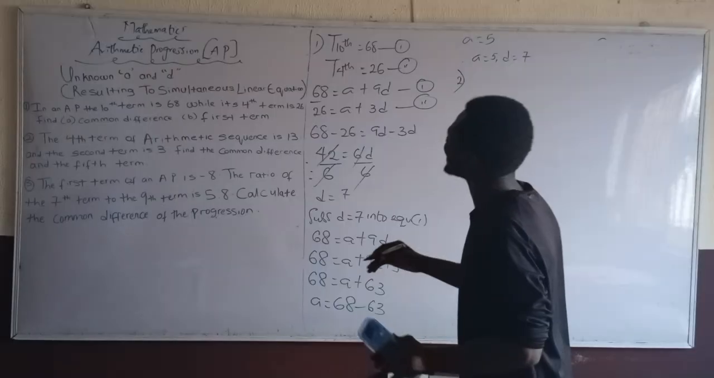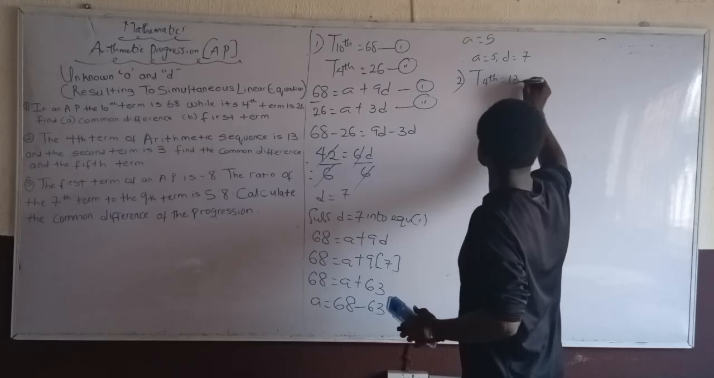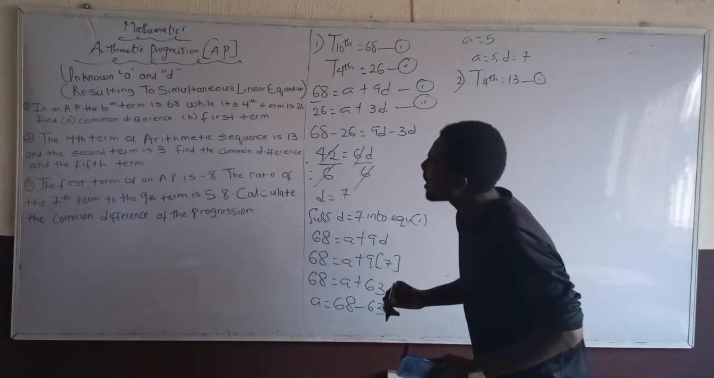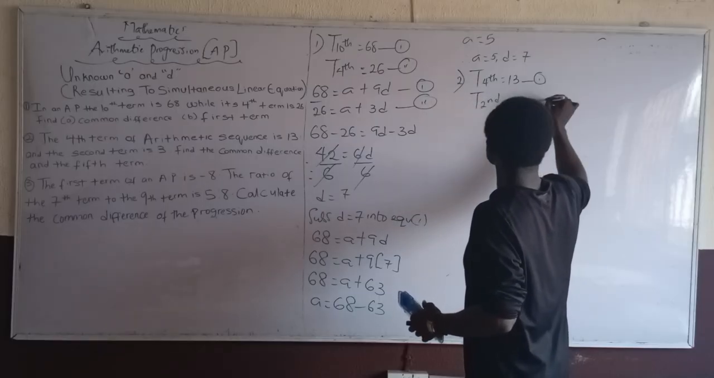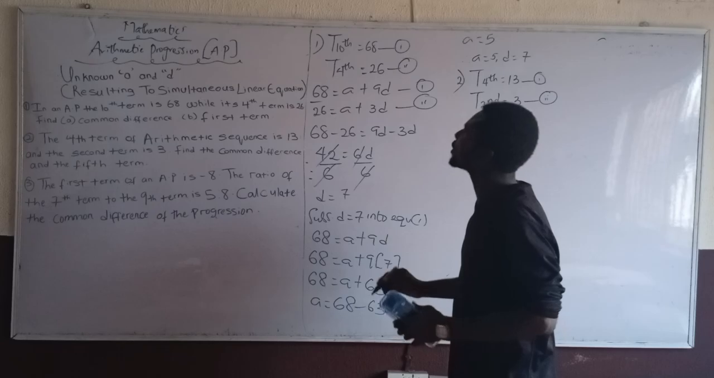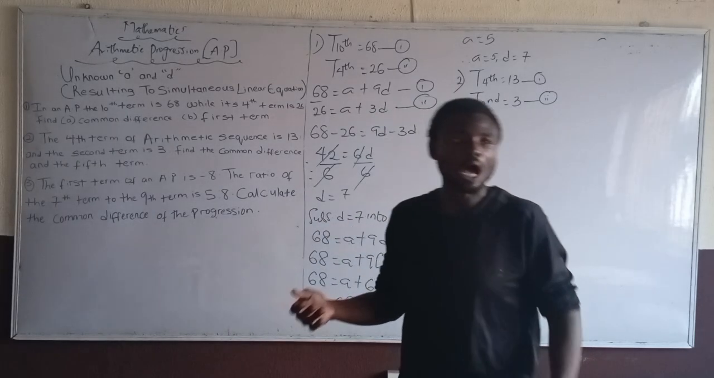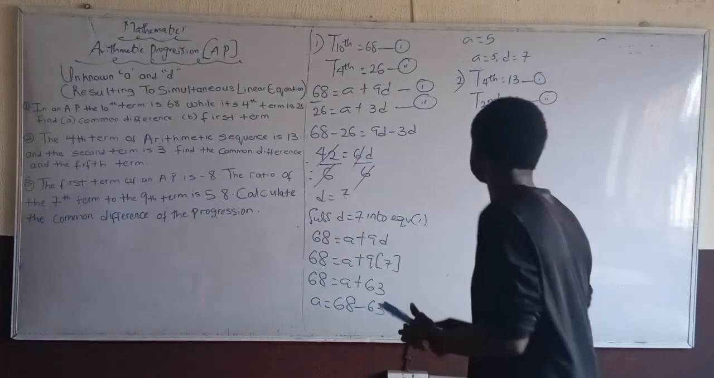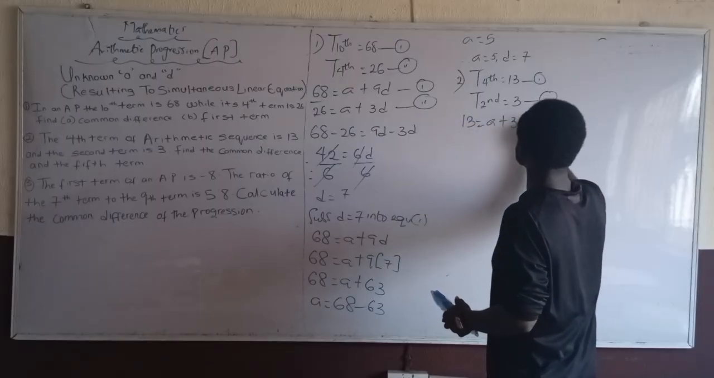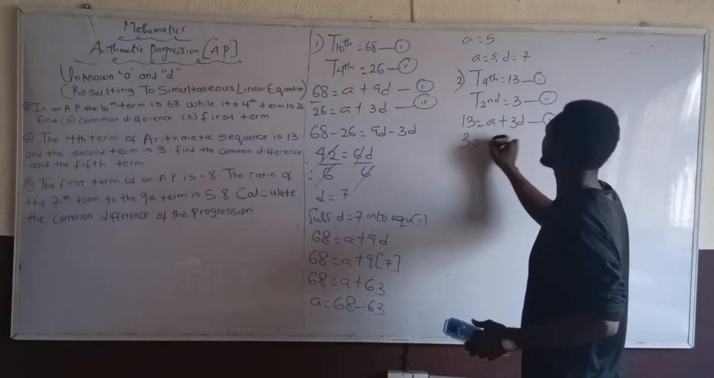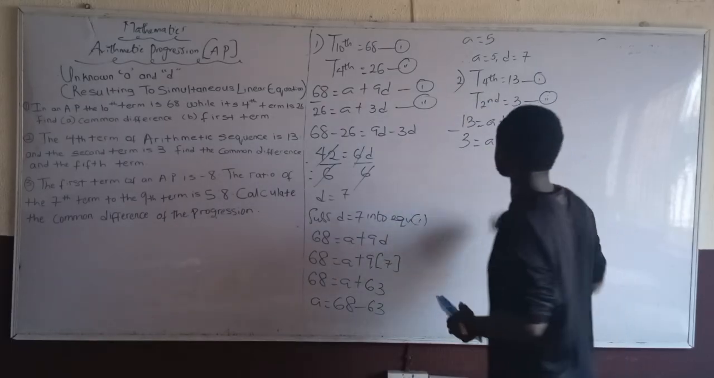Number 2. The fourth term of an AP is 13. That is T4 is 13, equation 1. And the second term is 3. T2 is 3, equation 2. Find the common difference and the fifth term. But in this question, if I can get the fifth term, I must find the common difference and the first term. So 13 equals a plus 3d, equation 1. And 3 equals a plus d, equation 2.